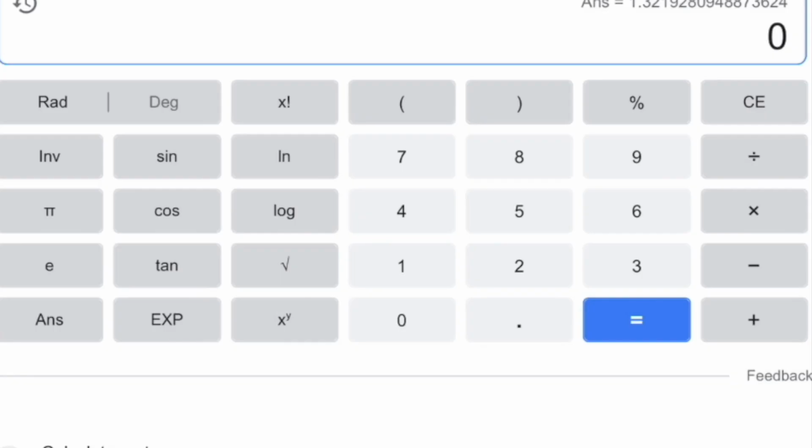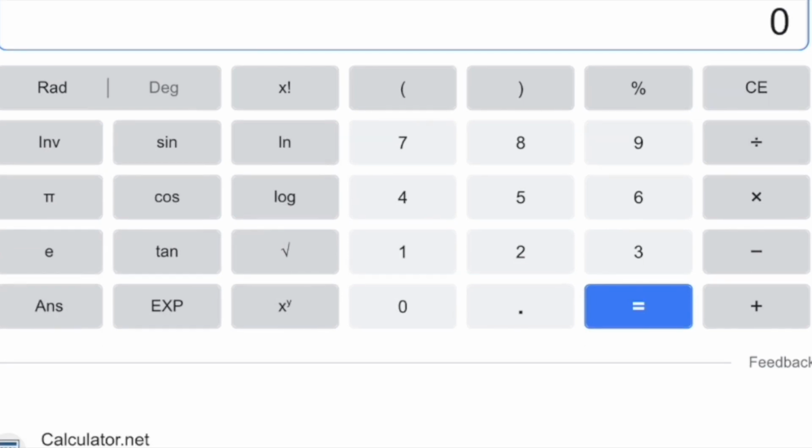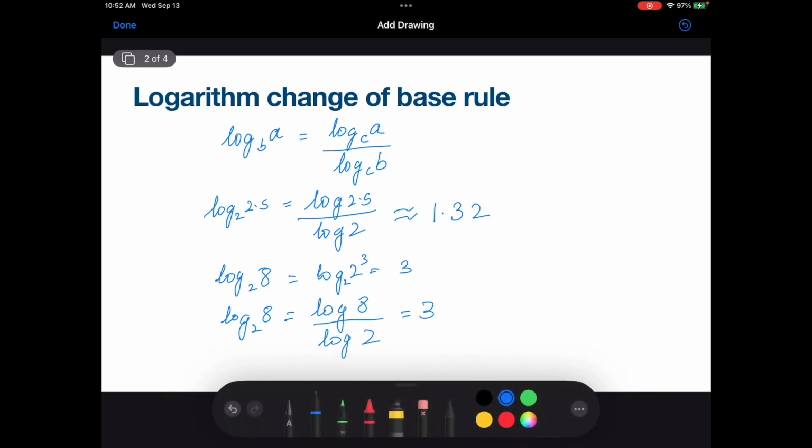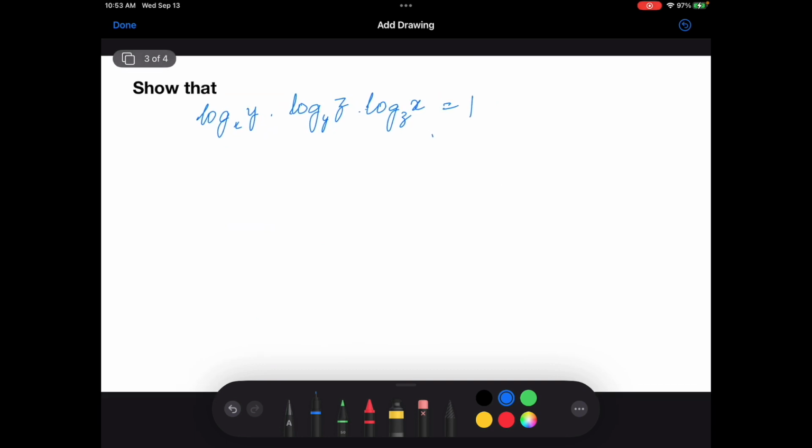So let's calculate it using a calculator. Log 8 divided by log 2 is equal to 3. So we got the same answer as what we know. And let's try it with natural logarithms now. Log 8 divided by log 2 equals 3. So we know that using the change of base rule, we can find logarithms of any number to any base. So let's try this problem.